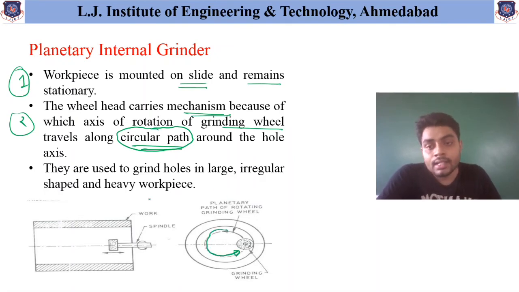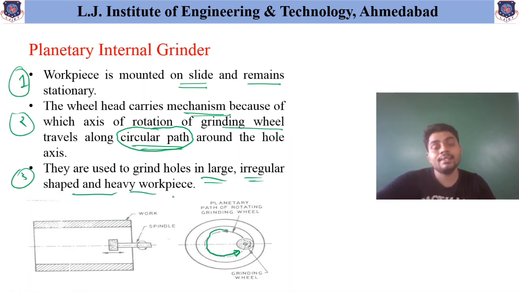That means the movement of the grinding wheel along the circular path, or as we have discussed, this peripheral movement is necessary. And the second one, that is they are used to grind holes in large, irregular shaped and heavy workpieces. This planetary internal grinder is used for large irregular shaped and heavy workpieces, whereas this plain internal grinder is used for smaller workpieces and easy machining operations. So this is the basic difference that we have discussed in the case of these plain and planetary internal grinders.